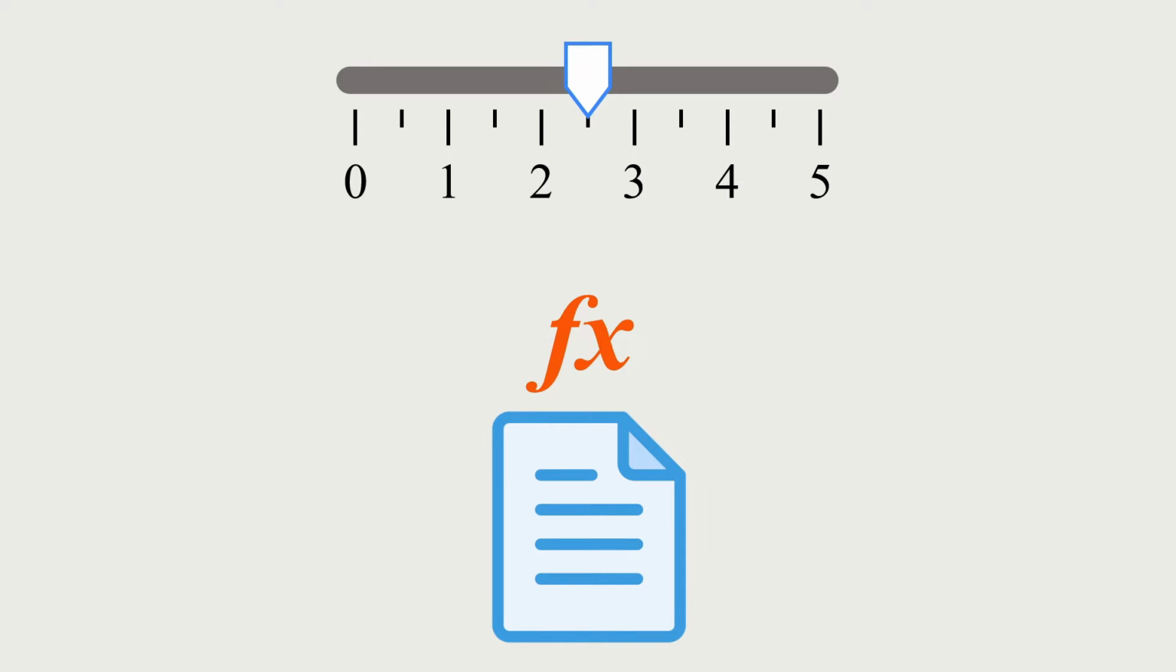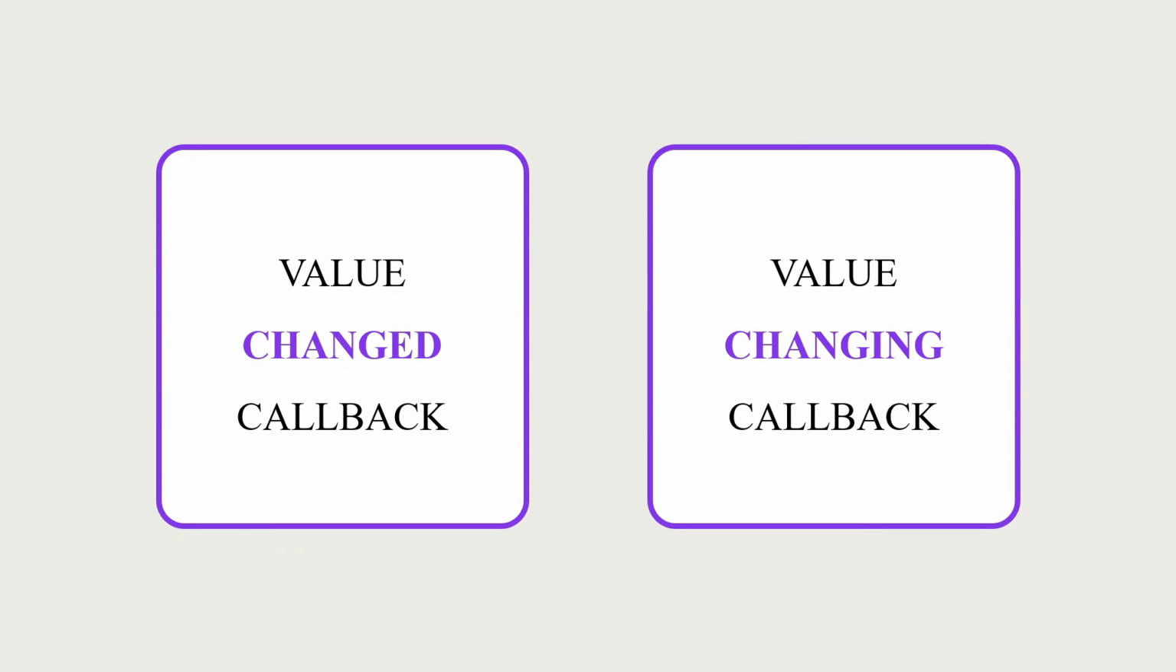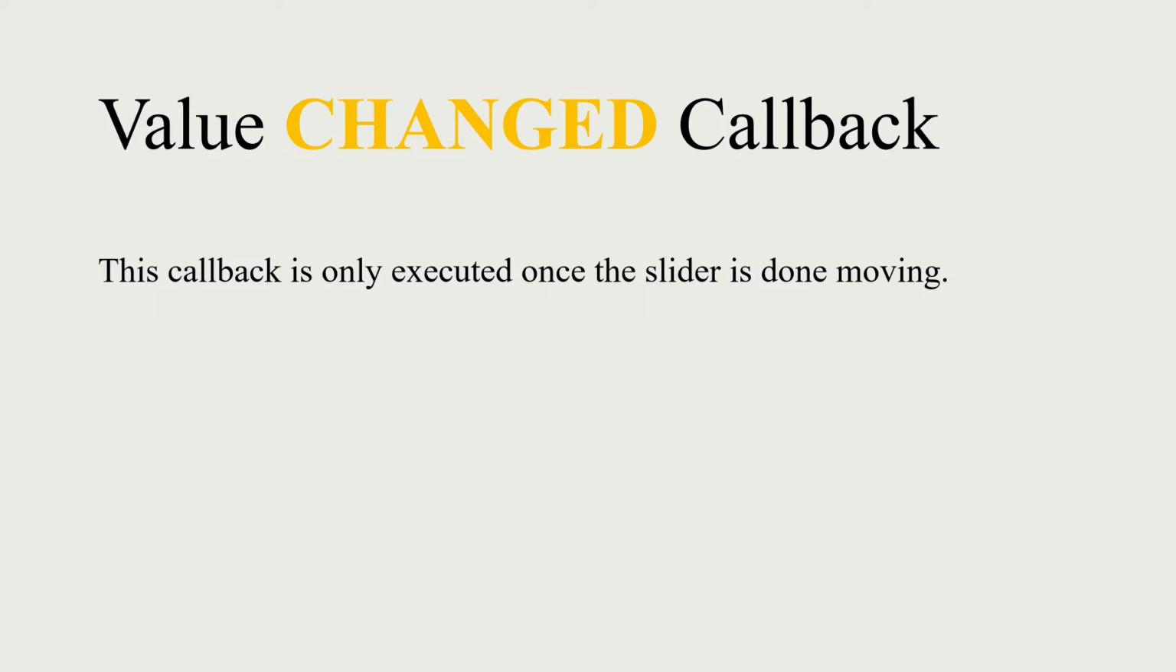Now, slider has two different types of callback. One is known as value changed callback and another one is known as value changing callback. In this part, we are going to learn about value changed callback. In part 4, we will learn value changing callback. Now, let's talk about this value changed callback. This callback is only executed once the slider is done moving.